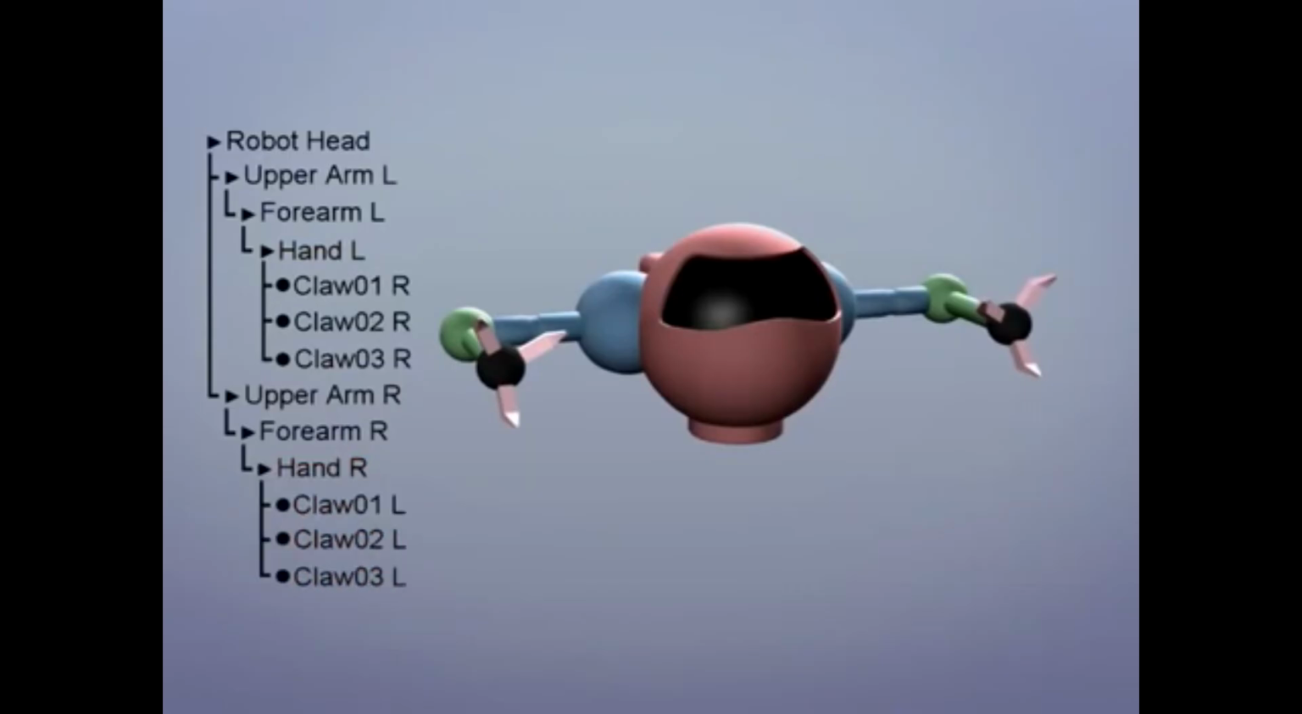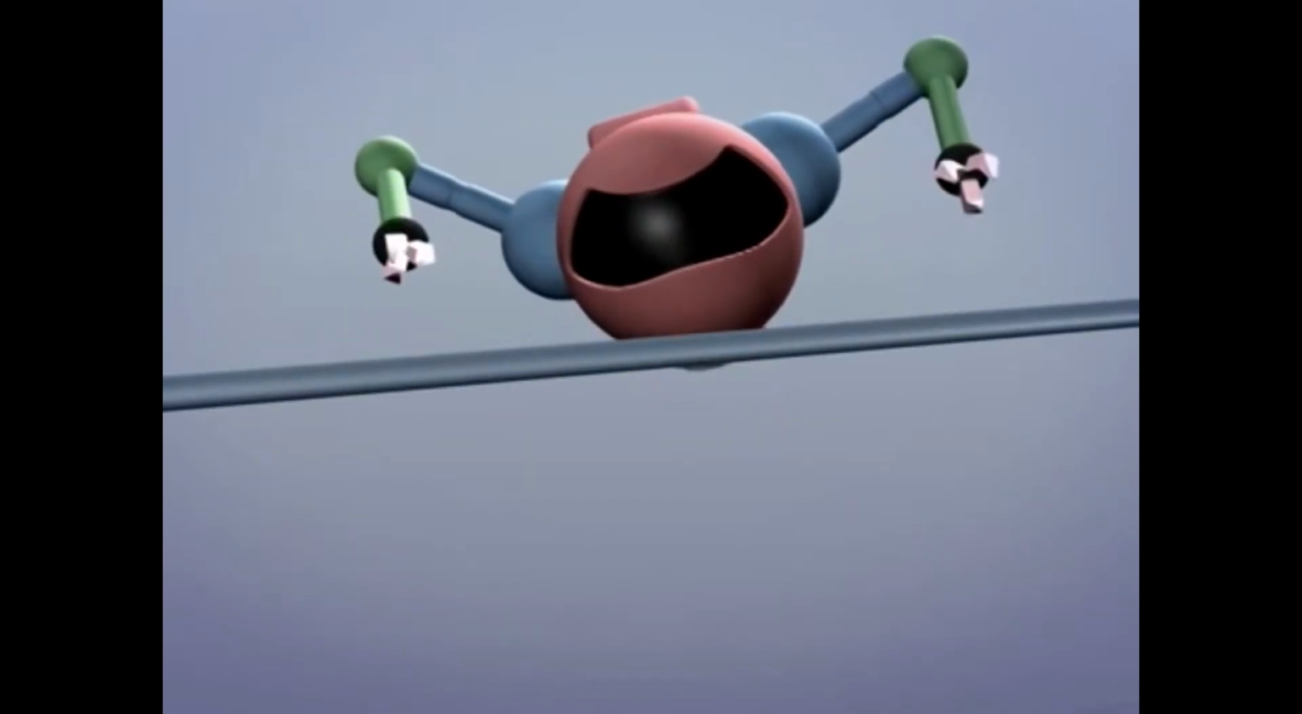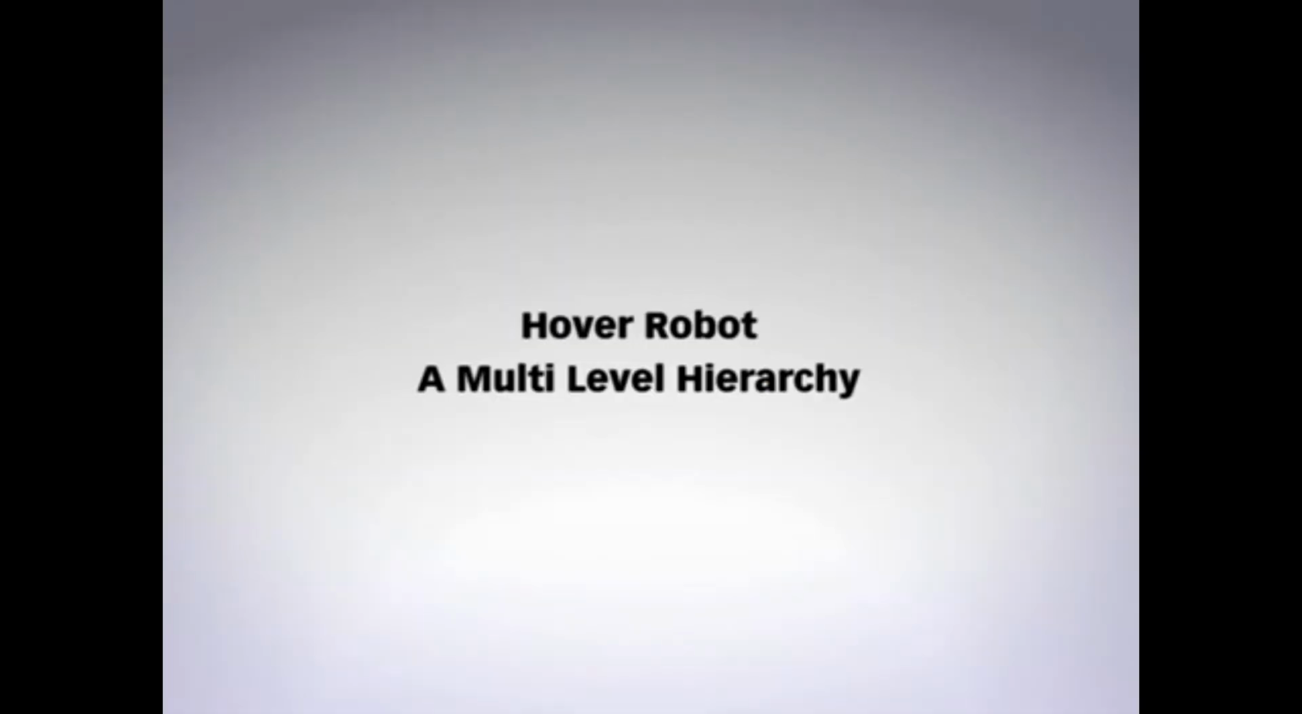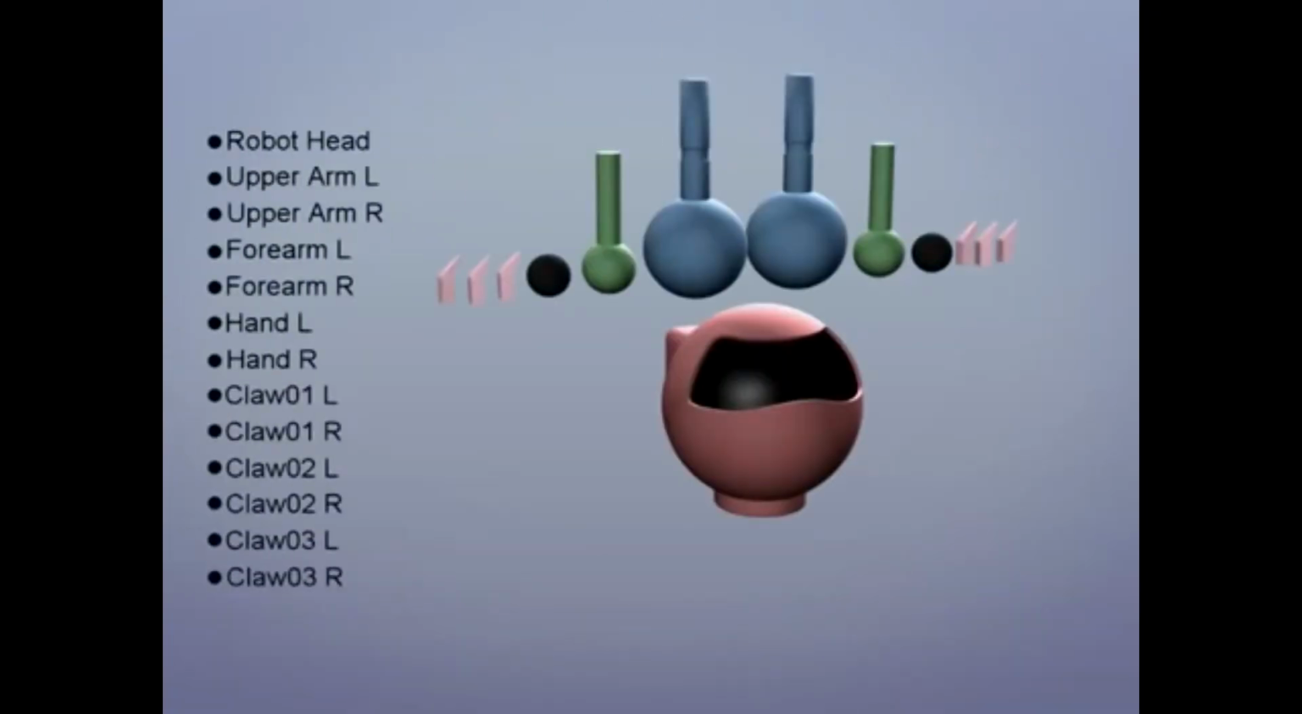In this tutorial, we'll organize a hierarchy for a hover robot. There's two examples, one for flying and one for swinging. Here are some parts of a hover robot. Take note where the pivots are on each object. These pivots will be on the rotation points for each part.